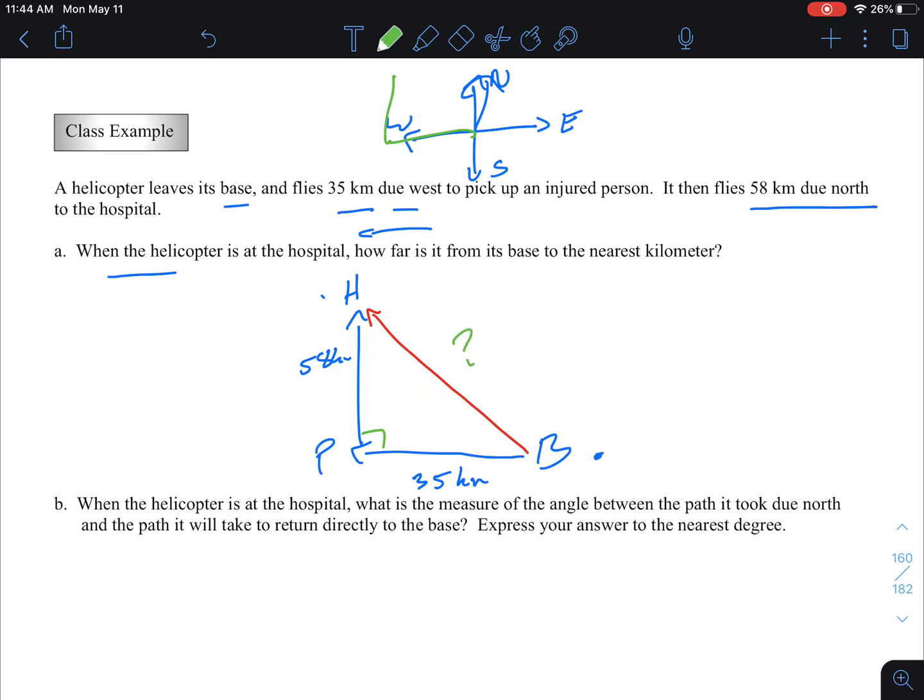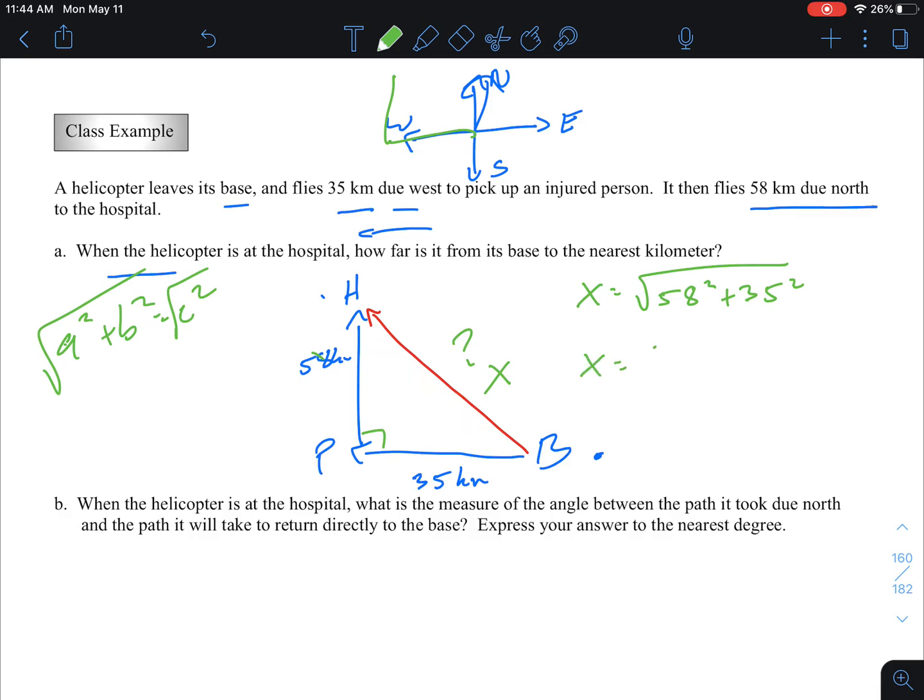In this instance, we don't have any angles aside from our right angle, so we actually can't use a trig ratio. The only other strategy we have is the Pythagorean theorem. Here's a right angle triangle. I know 2 of my 3 sides, so let's solve for the hypotenuse. I'll call this x for my distance. Your a squared plus b squared equals c squared. To solve for the hypotenuse, I'm going to square root both sides. So x is going to be equal to the square root of 58 squared plus 35 squared.